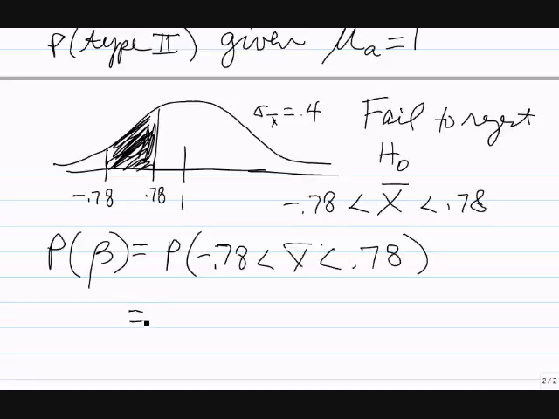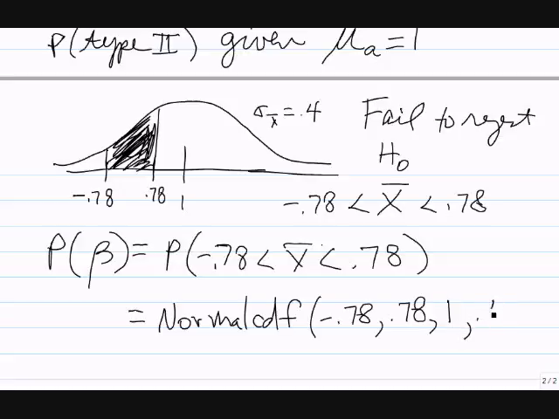Find that. You should recognize this drawing as something that you can do a normal CDF on. Now we want lower bound, upper bound, and again, I don't have to get z-scores for my lower bound and upper bound. If I give it my actual values here of negative 0.78, comma, positive 0.78, my hypothesized mean, and my standard deviation, I don't have to do all that extra stuff of finding z-scores.